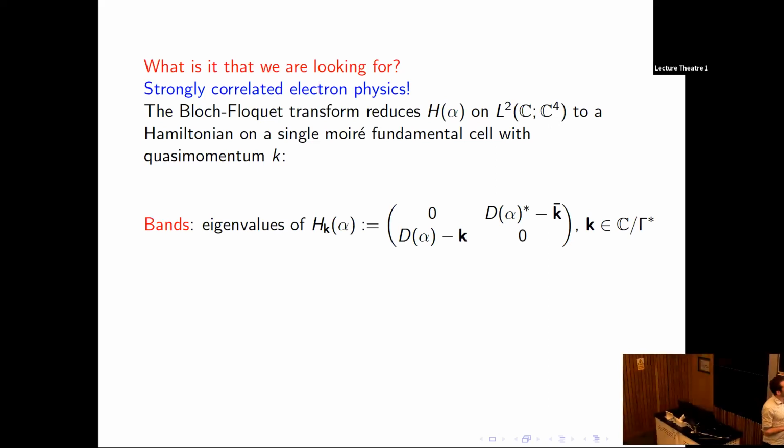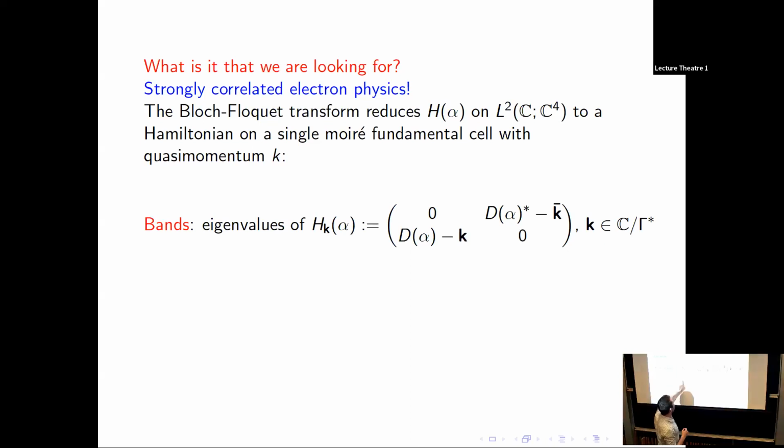Okay, so I get a Hamiltonian. When I carry out this Bloch transform, I get this Hamiltonian here. It's essentially the same Hamiltonian, only that it now acts not on this space, but on the fundamental cell. And I have this new additional parameter k here, okay?